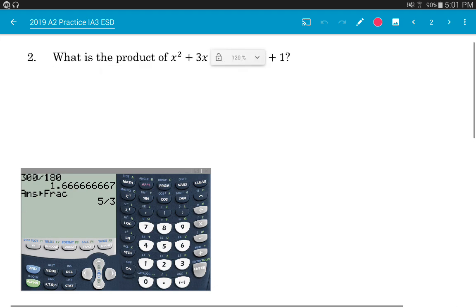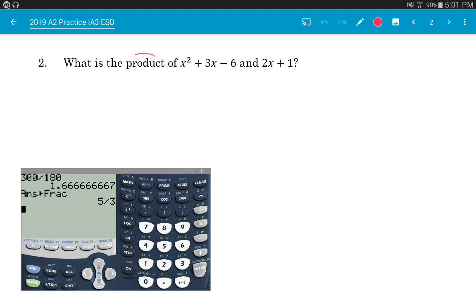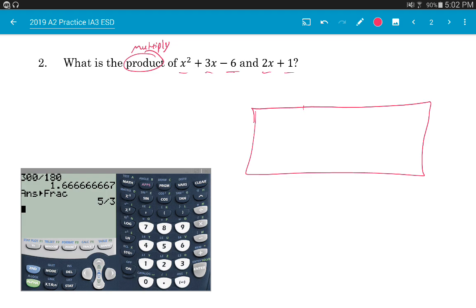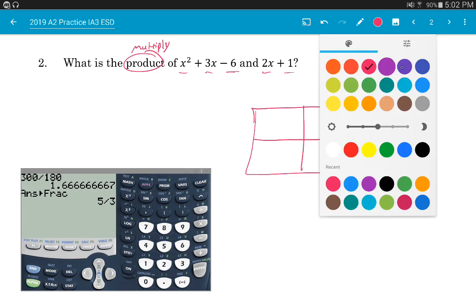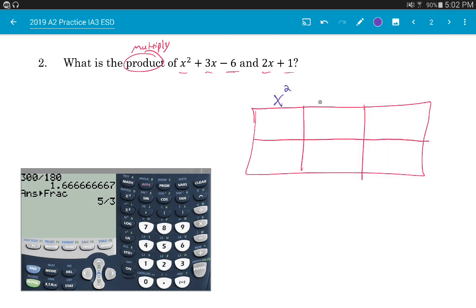Question number 2. What is the product? Okay, product means multiply, of x squared plus 3x minus 6 and 2x plus 1. For 3 terms times 2, I'm going to want to use a box method. I'm going to want it to be 3 by 2. So this is x squared plus 3x minus 6 and 2x plus 1.